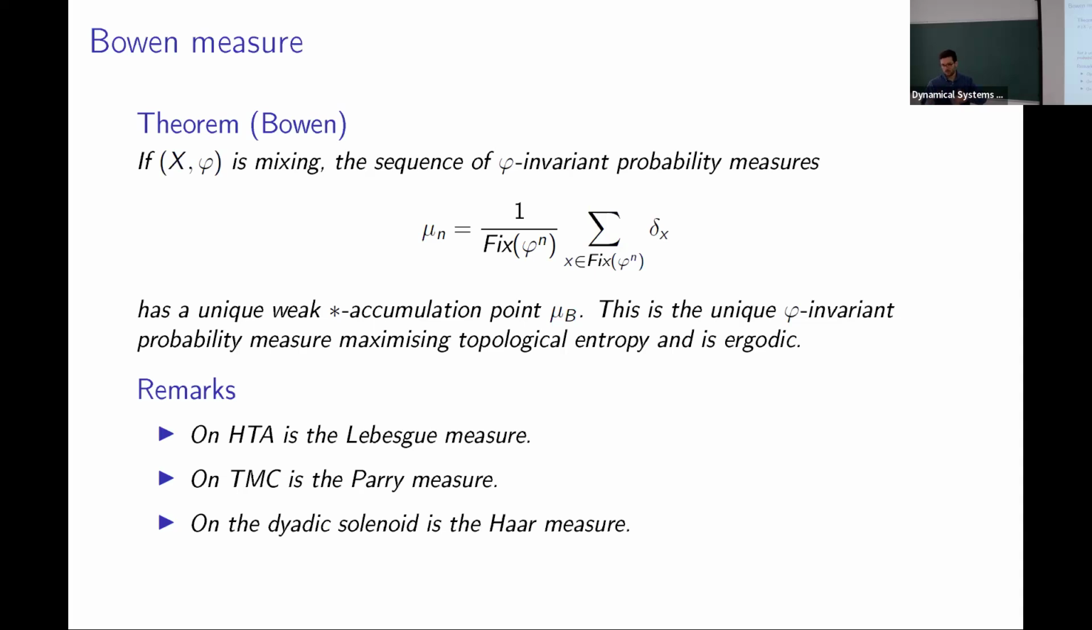So the Bowen measure is often called the measure of maximal entropy. You have a variational principle: there should be a measure that realizes the topological entropy, which is the supremum of the measure theoretic entropies. The Bowen measure realizes that. It's interesting that for complex polynomials it's the harmonic measure.